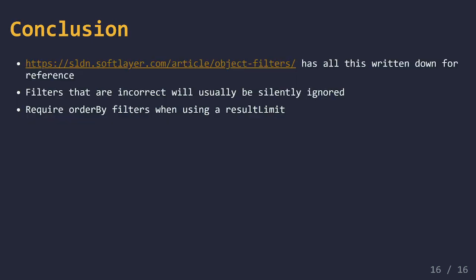So in conclusion, the object filter article is definitely a must read, which contains all of these examples and a lot more, and detailed usage of how the object filters work. Filters that are incorrect will be silently ignored. So make sure your object filter is actually working before you assume it is. And anytime you're using result limits, always use an order by filter to ensure that you don't get duplicate results between queries.